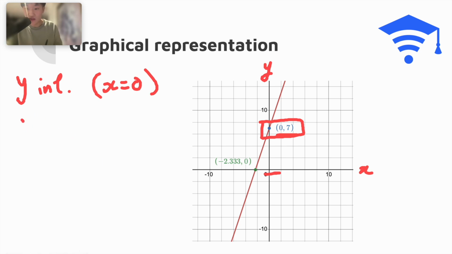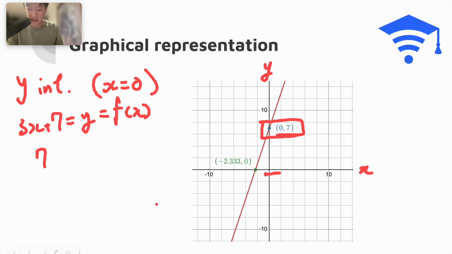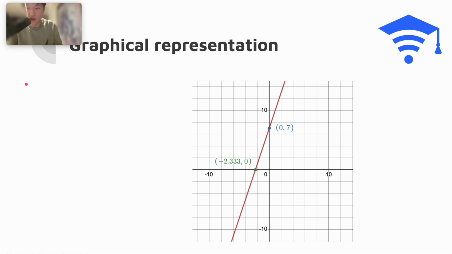And again, this graph is 3x plus 7 equals y, or f of x. And so it follows from the theorem that the y value of the y-intercept is equal to 7, as can be seen with the blue point there, 0, 7. Okay, and finally, we will talk about the slope here. Again, we know that this graph is 3x plus 7. So, simply, the slope is going to be equal to 3.